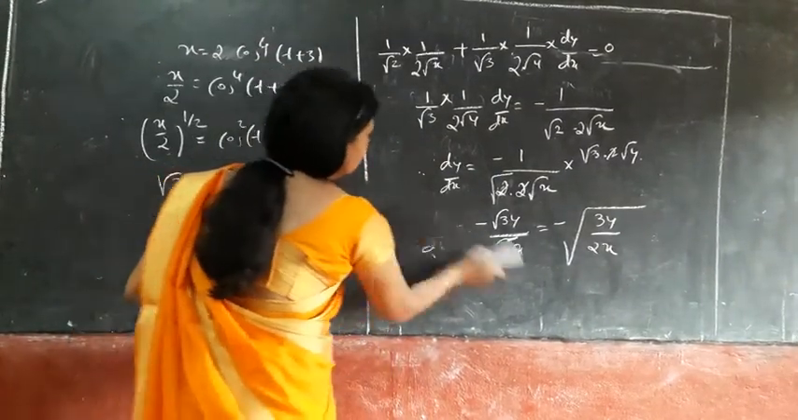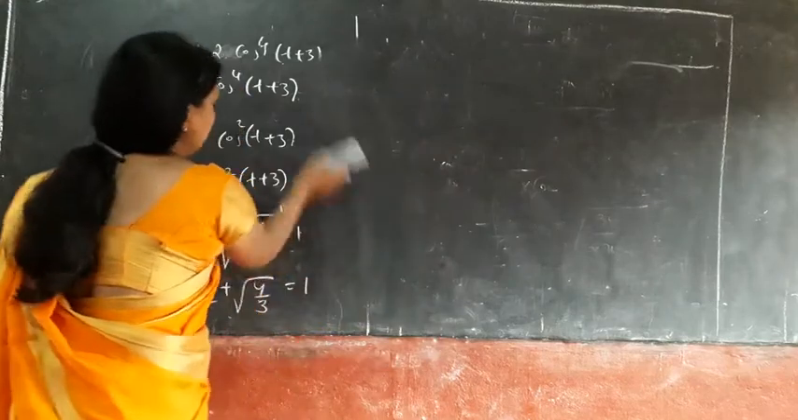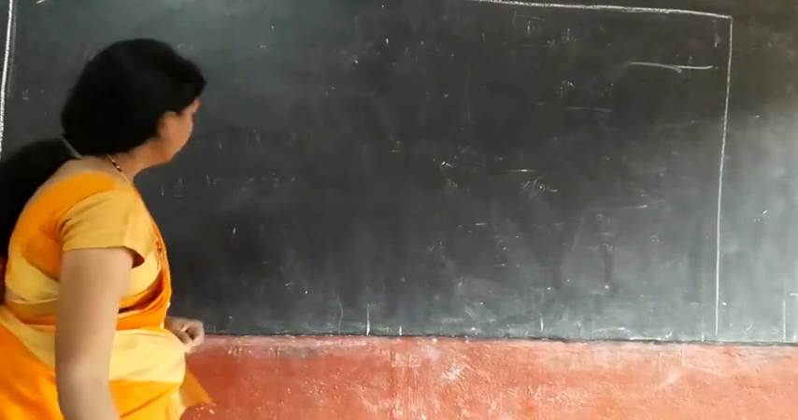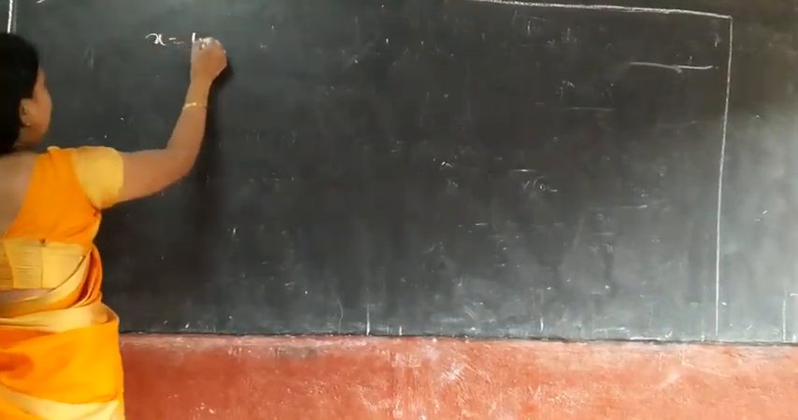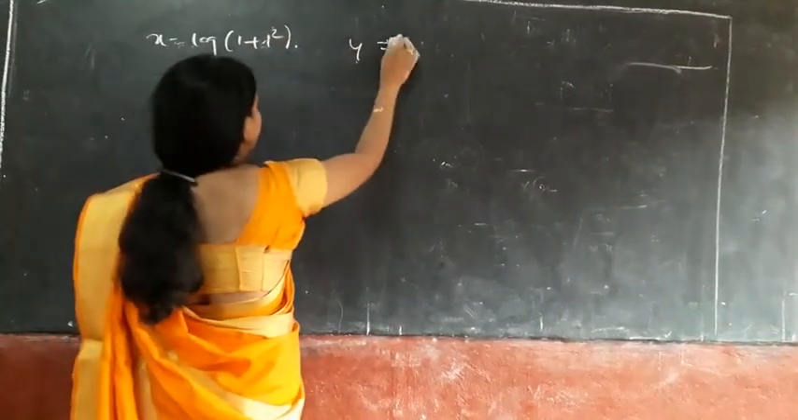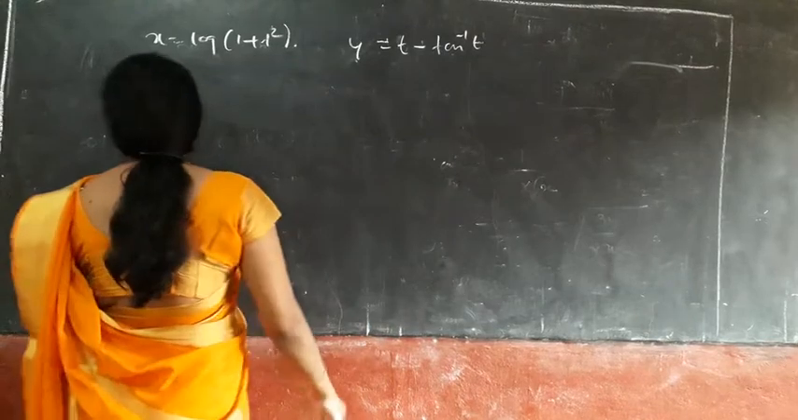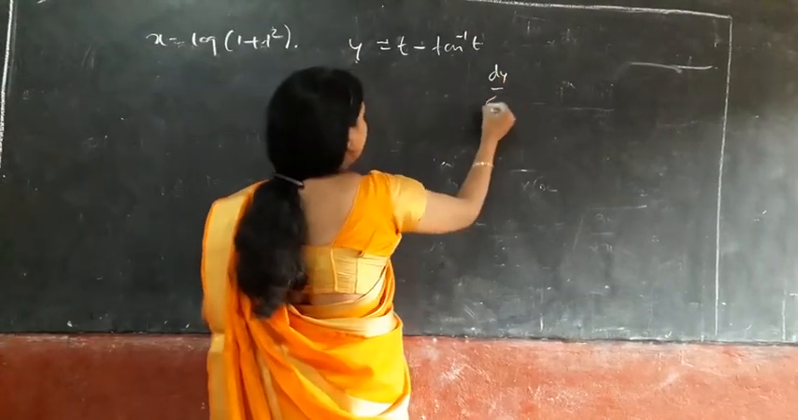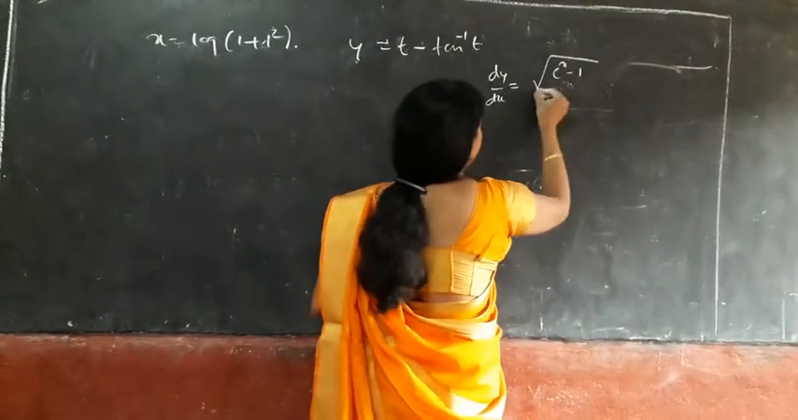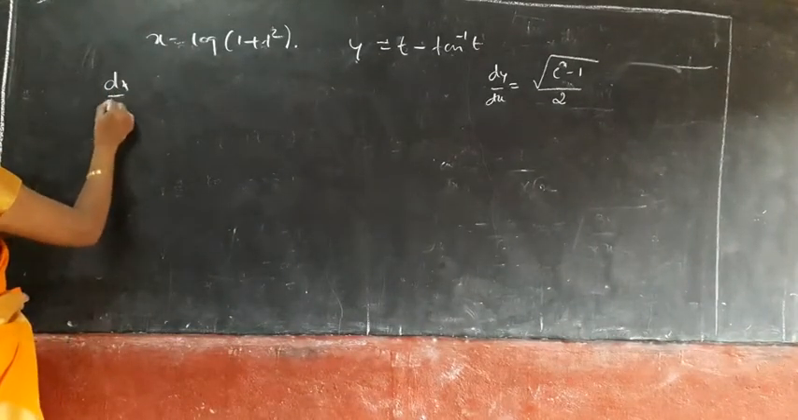Okay. Next, consider the third example. The third example is: x equal to log of (1 + t²) and y equal to t minus tan⁻¹ t. Then we have to show that dy/dx equal to square root of (eˣ minus 1) divided by 2. Okay. So here differentiate with respect to t.